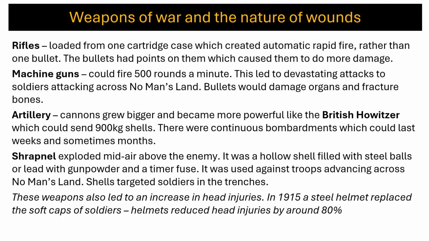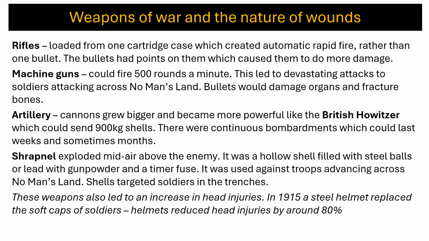Artillery, the cannons which grew bigger and bigger and became more powerful, like the British howitzer, which could send 900 kilogram shells. A shell means explosives. There's continuous bombardment, which could last for weeks and sometimes months, and obviously they could do a lot of damage and kill soldiers outright. Shrapnel was what exploded mid-air above the enemy.